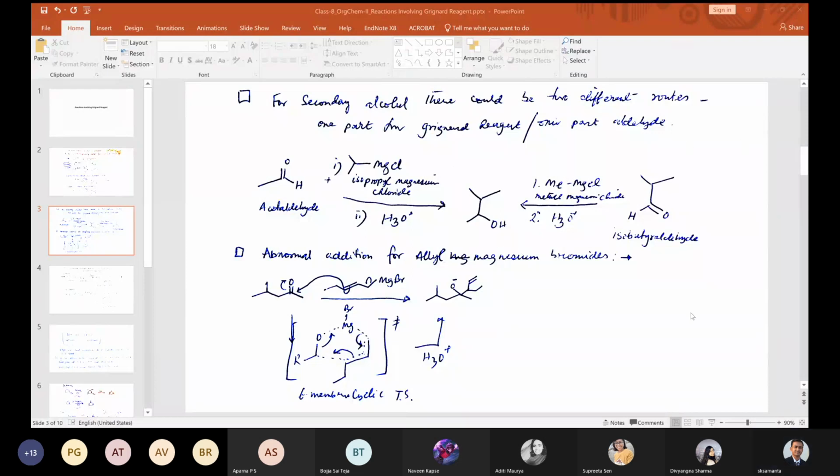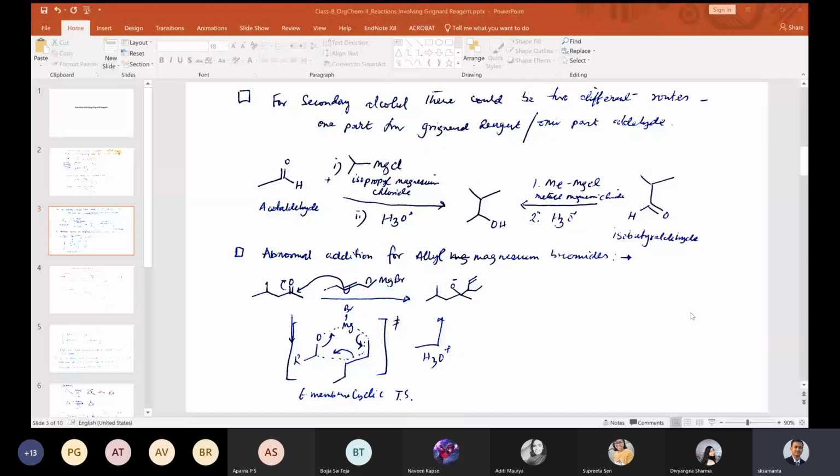So I told you 2 different abnormal cases of the Grignard reagent. You remember, right? The first one was, if you have a beta hydrogen, in that case it does not add as a Grignard reagent, but actually it adds as a hydride migration. It reduces instead. And the second case was, if you have an alpha hydrogen, it basically takes up that alpha hydrogen to form an enolate. Those are the 2 abnormal cases we have seen for Grignard reagent. Here is another one which is specific for allyl magnesium bromide.